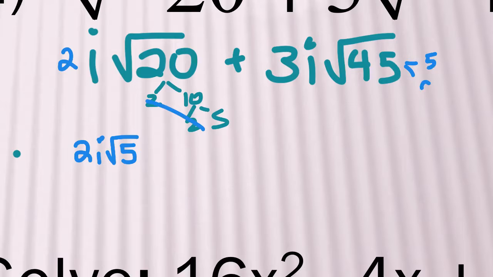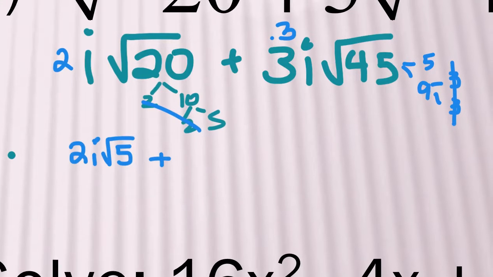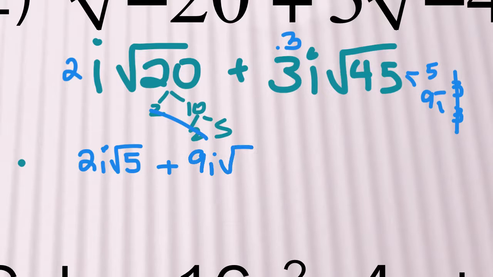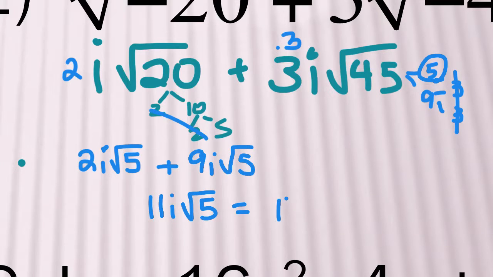45 would be 5 and 9, which is 3 and 3. Each pair, again, comes out to the front. There's already a 3 on the outside this time, so I multiply that together. And I would get 9i root 5, because there's only the 5 left underneath again. Now they both have an i and they both have a root 5, which means I can combine them. 11i root 5, which is 11 root 5i.